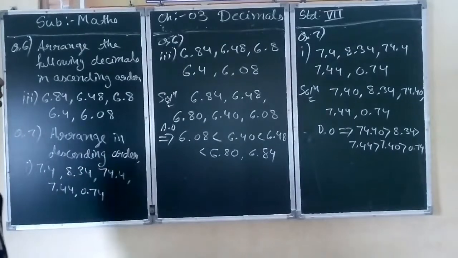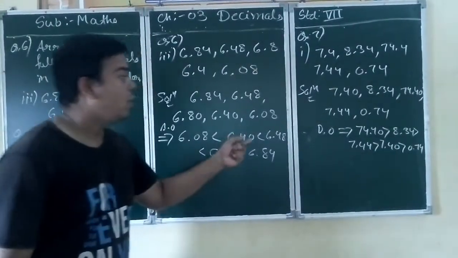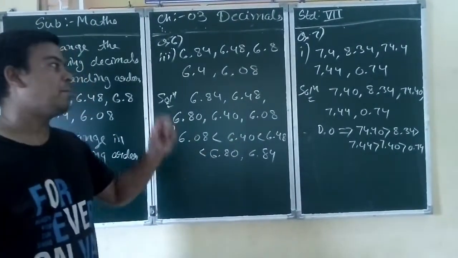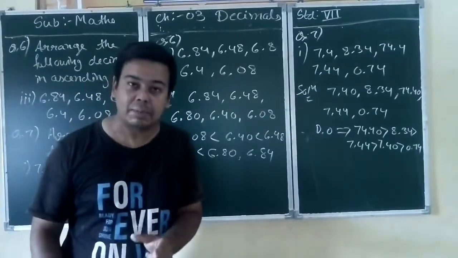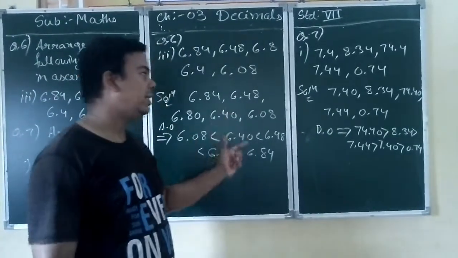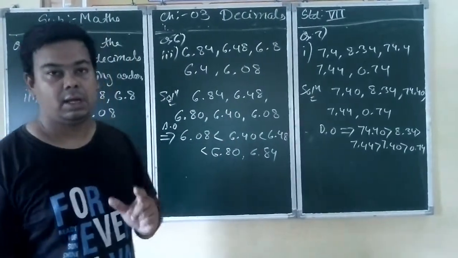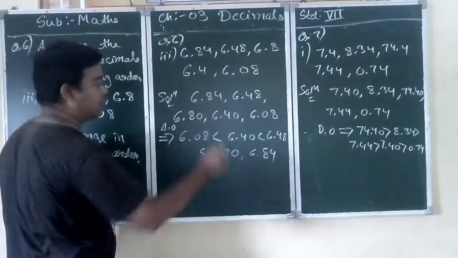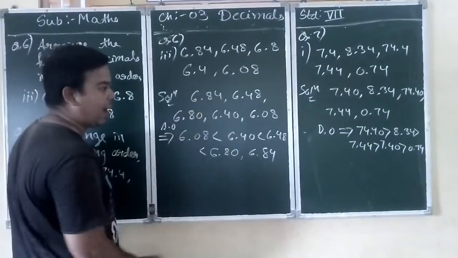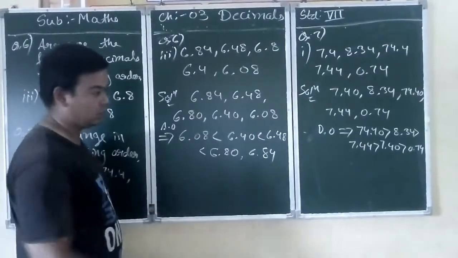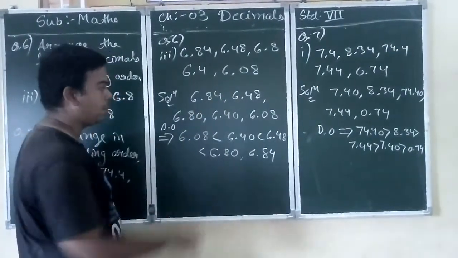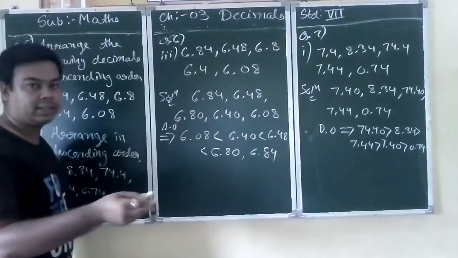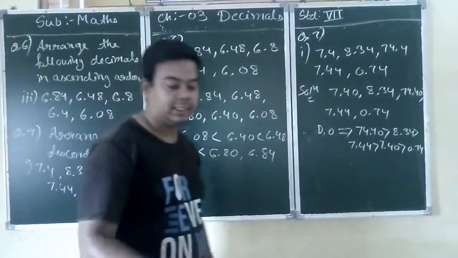So when you compare decimal numbers, always remember, first of all, write them as like decimals. The decimal parts should have the same places, like tens, hundreds, or thousands.